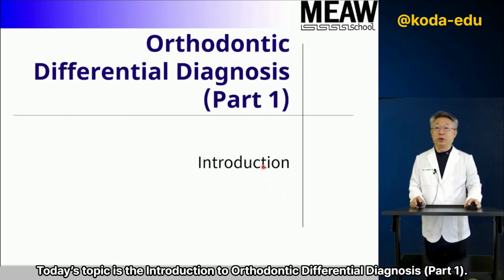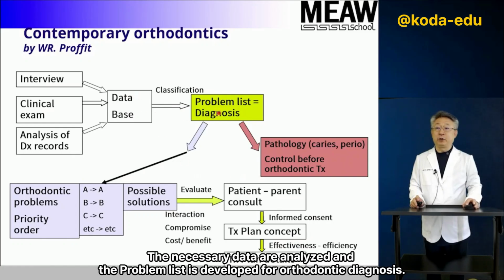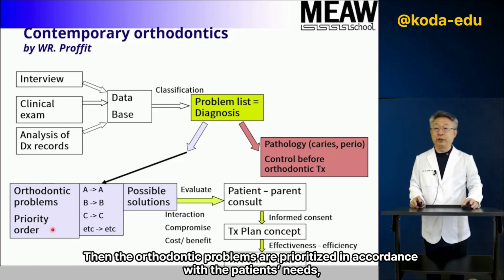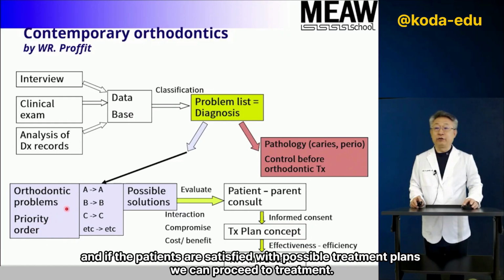Today's topic is the Introduction to Orthodontic Differential Diagnosis Part 1. The necessary data are analyzed and the problem list is developed for orthodontic diagnosis. Any pathological findings should be controlled prior to orthodontic treatment. Then the orthodontic problems are prioritized in accordance with the patient's needs. And if the patients are satisfied with possible treatment plans, we can proceed to treatment.